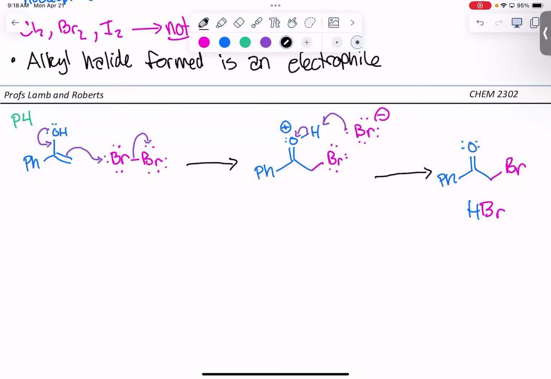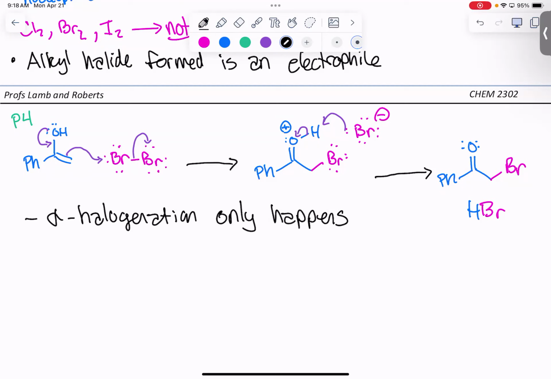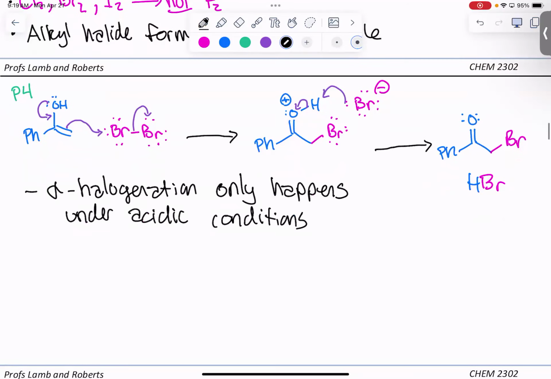Okay, so alpha halogenation only happens once under acidic conditions. So we didn't add acid to this, we formed acid, all right? So now let's take a look at our product here and see what I mean by the possibility that, oh, maybe this could react a second time.